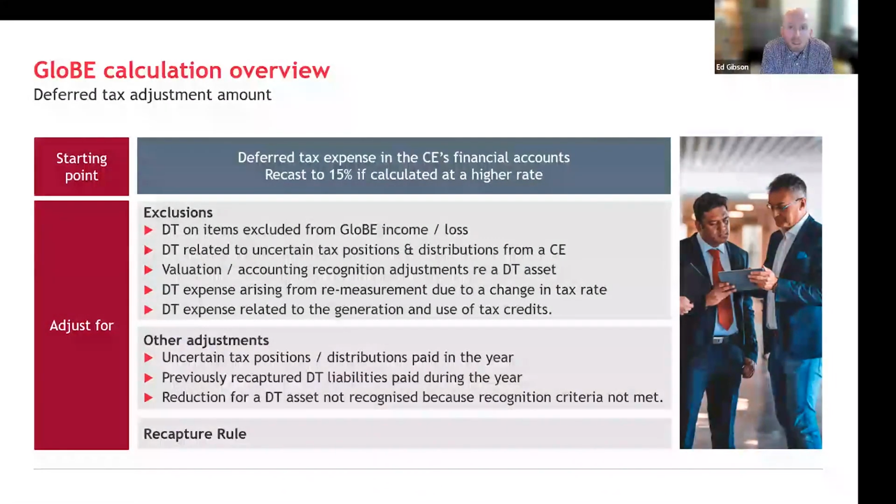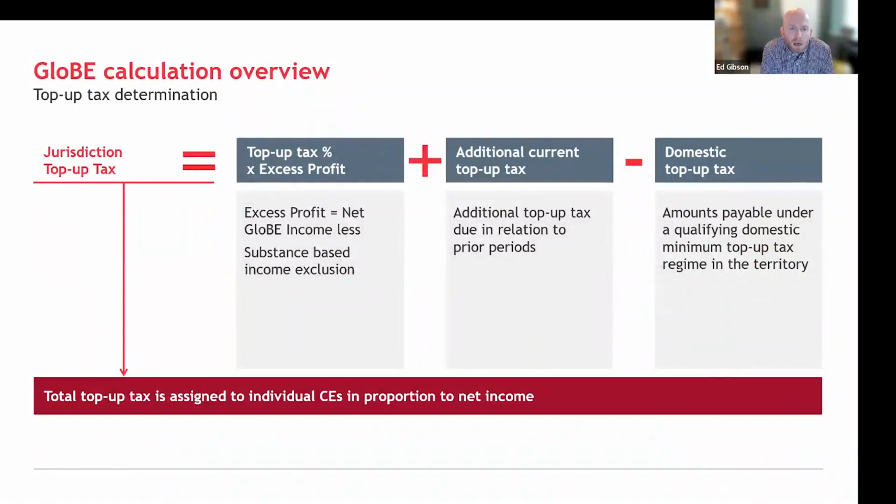We move on to the next slide, please. So now having established those two amounts, we can calculate the effective tax jurisdiction effective tax rate and the top-up tax percentage, which is, if you remember, the 15% less whatever the jurisdiction effective tax rate is.